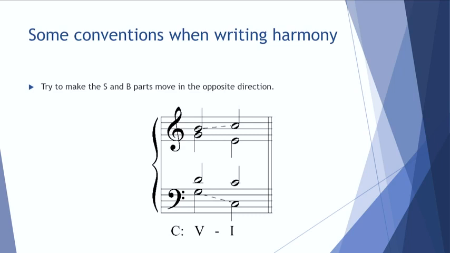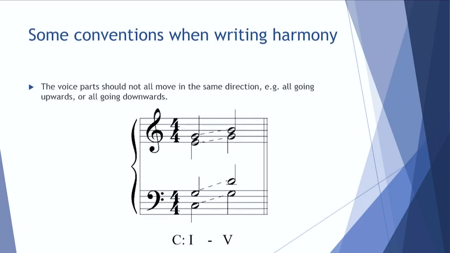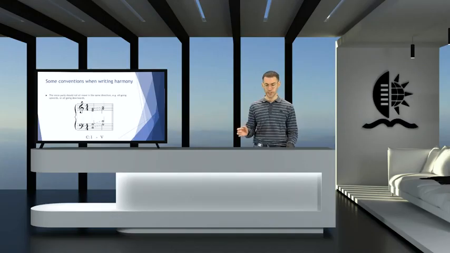Try not to get them to go in the same direction. The voice parts should not all move in the same direction. Okay, all going upwards or all going downwards. If you look at this example, we've got C major, chord 1 going to chord 5. It's an imperfect cadence. If you look, the bass part is going up, the tenor part is going up, the alto part is going up, and the soprano part is going up. We try to avoid that at all costs. Remember in the last example, I showed you how the bass part went downwards and the soprano part went upwards. Okay, those are the kind of things we're looking for. There must be some variation of going up and down between the chords.